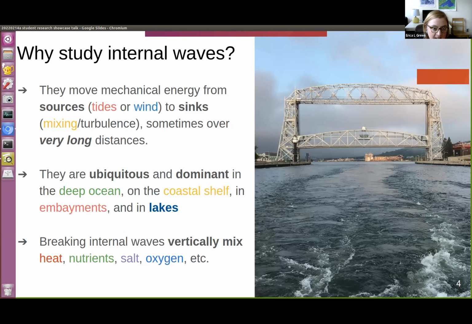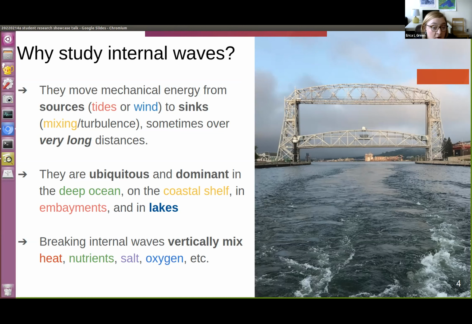Internal waves move mechanical energy from their sources of energy to the water, such as wind or the tides, to the eventual sinks of mixing and turbulence. And they can move from source to sink over very long distances, certainly tens of kilometers, hundreds of kilometers, but up to thousands of kilometers out in the ocean.